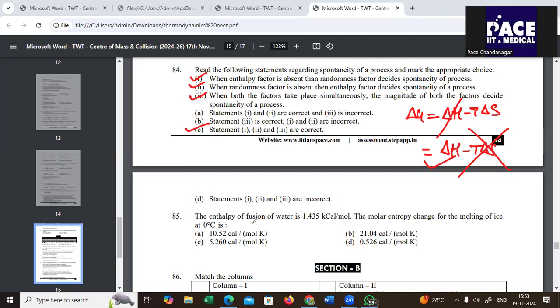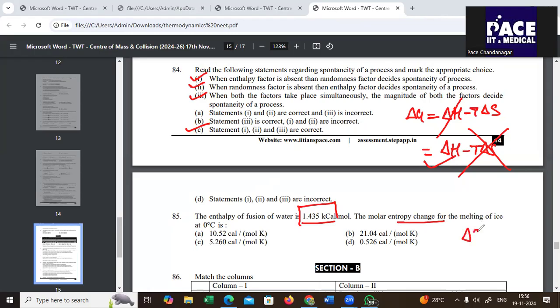Next, move on with 85. The enthalpy of fusion of water is 1.435 kilocalories. The molar entropy change for melting of ice at 0 degrees Celsius is what? So you will go with the same formula of molar enthalpy. 1.435 kilocalories per mole will be your enthalpy of fusion of water, right? Molar entropy change is asked of us, the entropy change for the melting of ice.